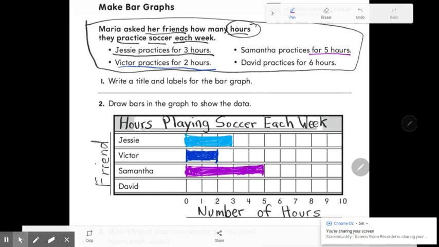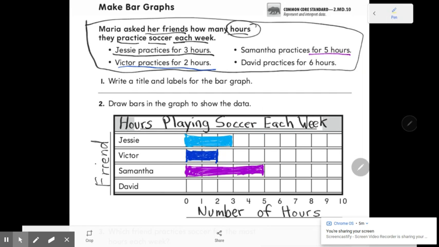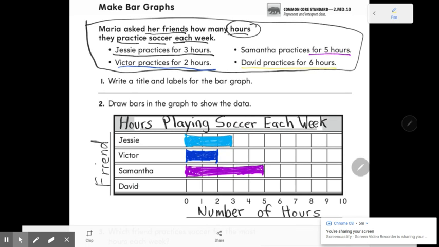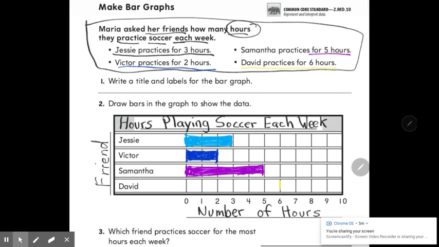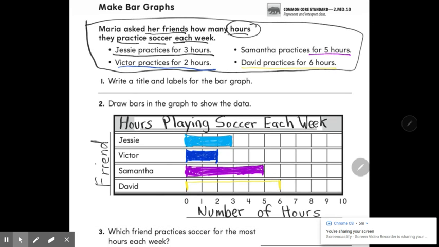Okay, so now in my next one, I'm going to do yellow. And I have David practice for 6 hours. So I'm going to go to David, which is the last one, and I go to 6 right here, and I'm going to go to the 0. So when I do my lines, it keeps me a visual to where I need to go so that I don't go over. And then I just fill it in. I color it in. So this is how you create a bar graph.